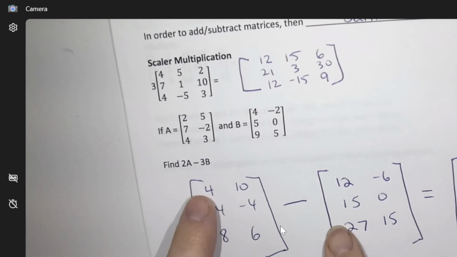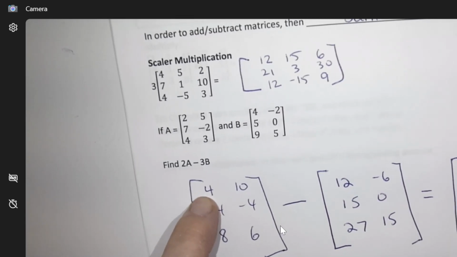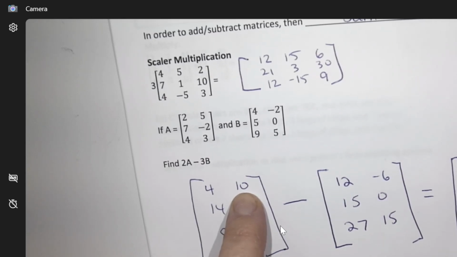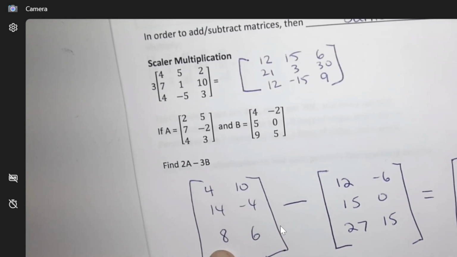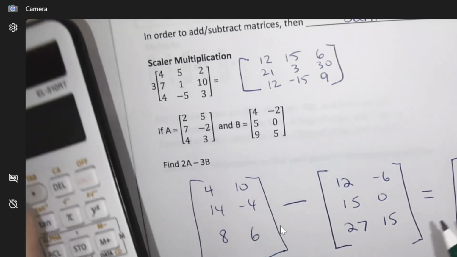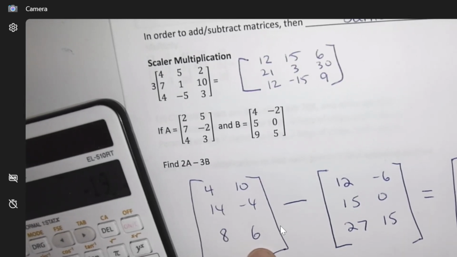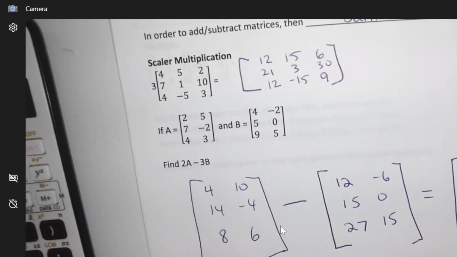So now I'm going to go 4 subtract 12 in the first position. So negative 8. Be careful here. 10 subtract negative 6. Positive 16. Right, so that would be kind of a test question, something like that. Scalar multiplication and a subtraction together.